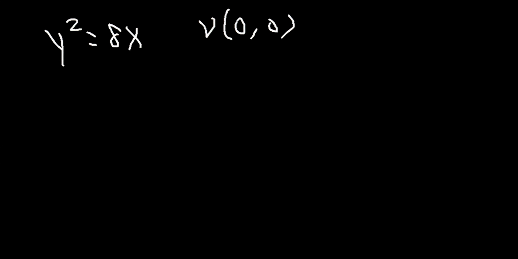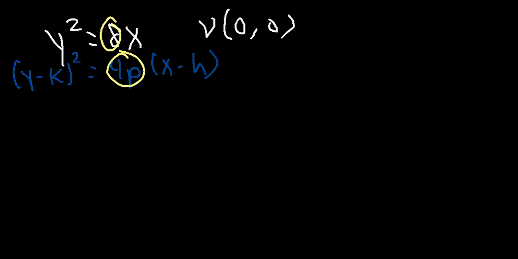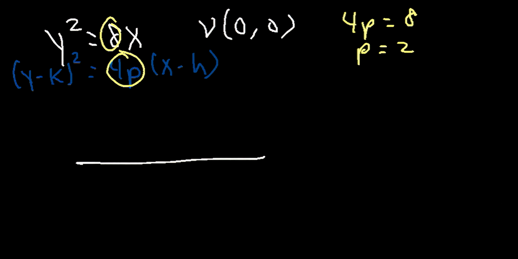So this is in the form (y minus k) squared is equal to 4p times (x minus h). So notice that 8 is equal to 4p. So set 4p equal to 8. If you divide both sides by 4, 8 divided by 4 is 2, so p is 2. And then we can graph it.